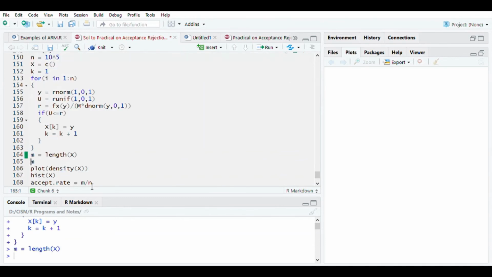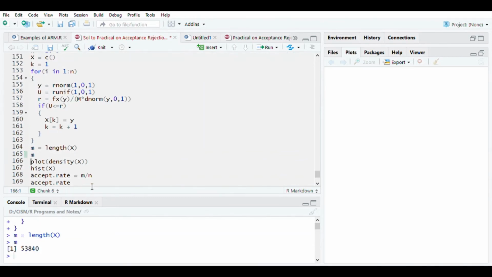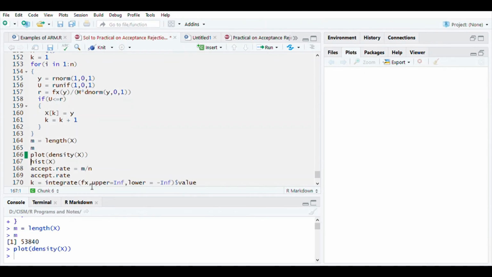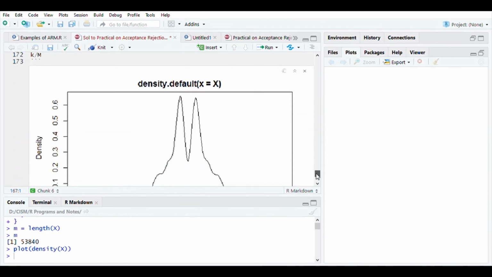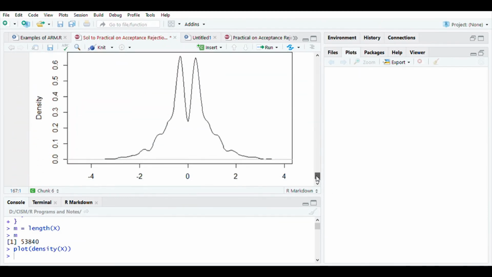So how many values have we generated? 53,840 values were accepted and the rest of the values were rejected. Let us check whether this X is actually following the desired distribution or not. Let us have a look at the density plot. Isn't it looking very familiar to you? Isn't it looking closer to the actual PDF?